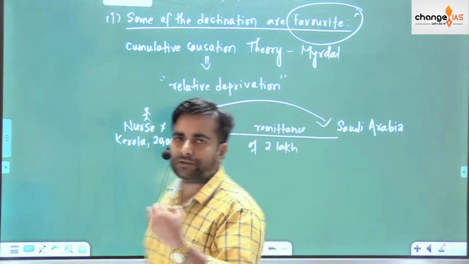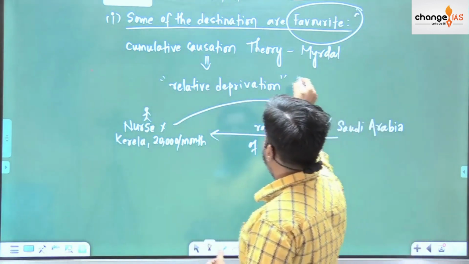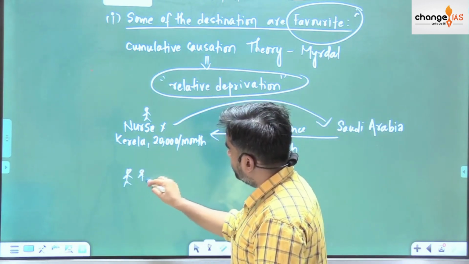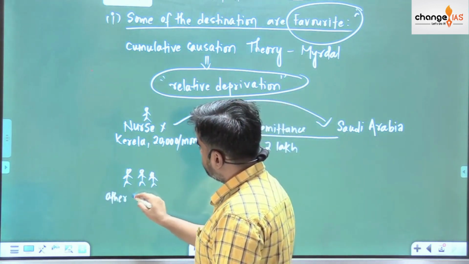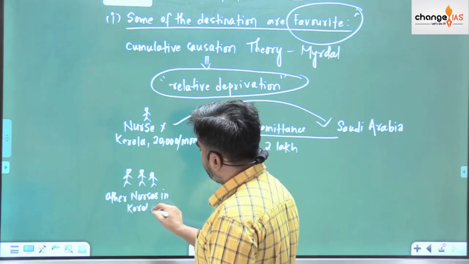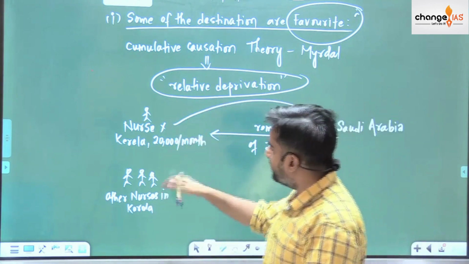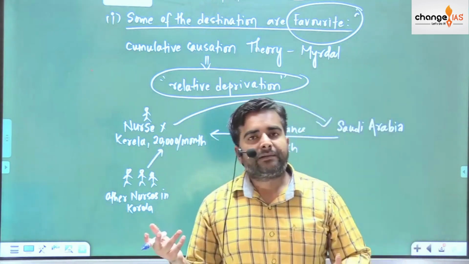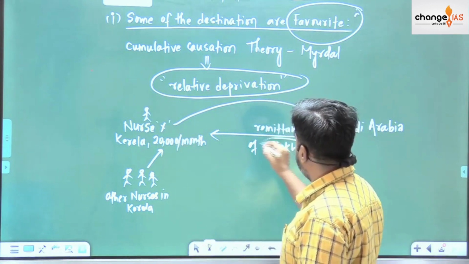Now this remittance of 2 lakh is creating what? The thing that Myrdal said, relative deprivation. All the other nurses who were here, who knew her, okay, other nurses in Kerala, they feel relatively deprived being in Kerala. Why? इन्हें क्यों deprivation feel हो रहा है? Because they were fetching the same amount, that is 20,000 per month, and are still getting the same. But this nurse X who decided to go to Saudi Arabia is now earning 2 lakh rupees.